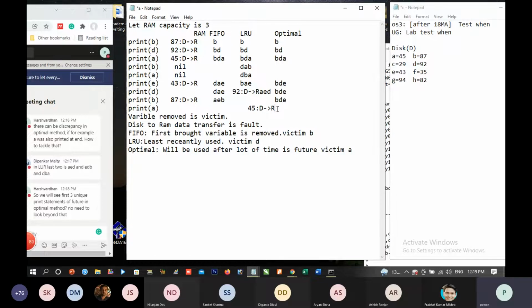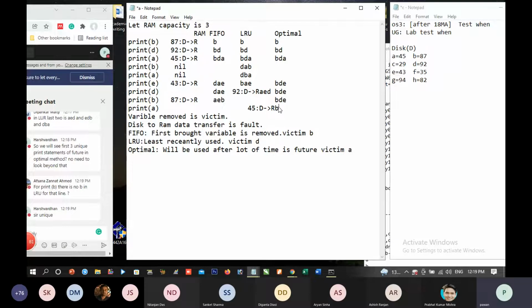That is correct. We shall not look beyond, but you cannot say first three, because here print D, print B, print D would have been there then. Is it correct? So we cannot say first three, but we shall see the entire future. So in that case, B, D, A will be there, B will be removed, and we cannot say what will be removed at present because much future is not known to us. Is it correct? Yes.